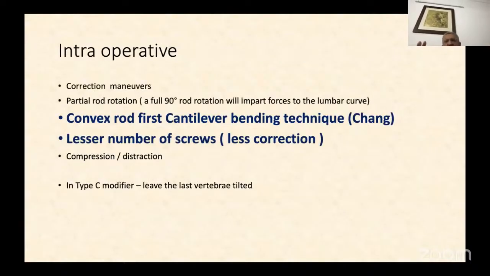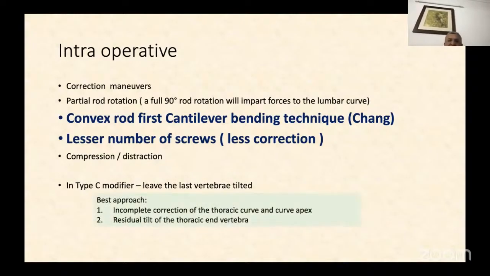There are various correction maneuvers. For me, the convex rod first cantilever bending is what I would prefer, number one. I use a lesser number of screws so that I do a lesser degree of correction. And in a type C modifier, always leave the last vertebra a bit tilted. That means you are doing an intentional undercorrection, incomplete correction of the thoracic curve, and residual tilt of the thoracic end vertebra. That's what I would prefer to do.